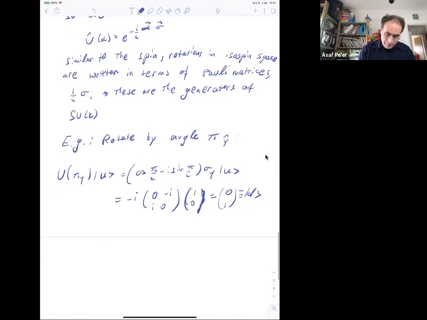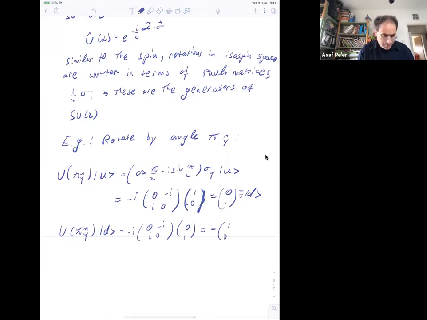If I rotate the down state by pi along the y-axis, again it's minus i times sigma y. The down state is (0, 1), and I'm going to get (minus 1, 0). So it's minus the up state.